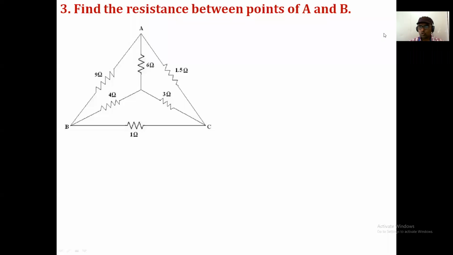Okay. Now in this numerical also, we have to find out the resistance between the points A and B. But if you see this numerical, definitely you might be in a confusion. Here you can observe one triangle, and inside the triangle you can observe one star diagram also. Then what to convert? It means, is the delta to be converted into star, or the star to be converted into delta? This is the confusion that might be in your mind.